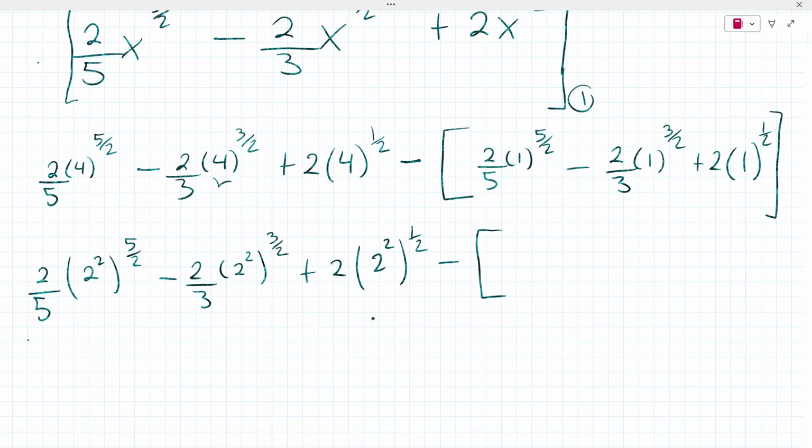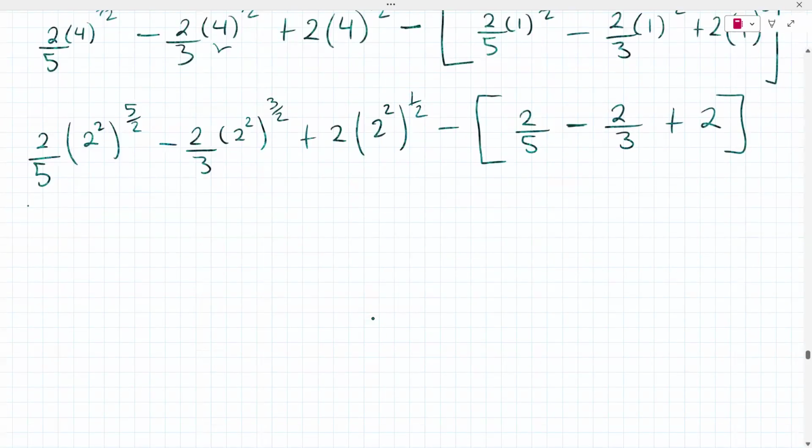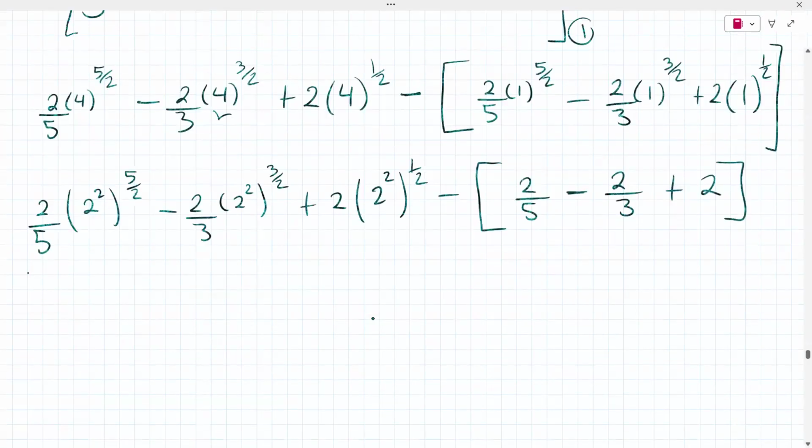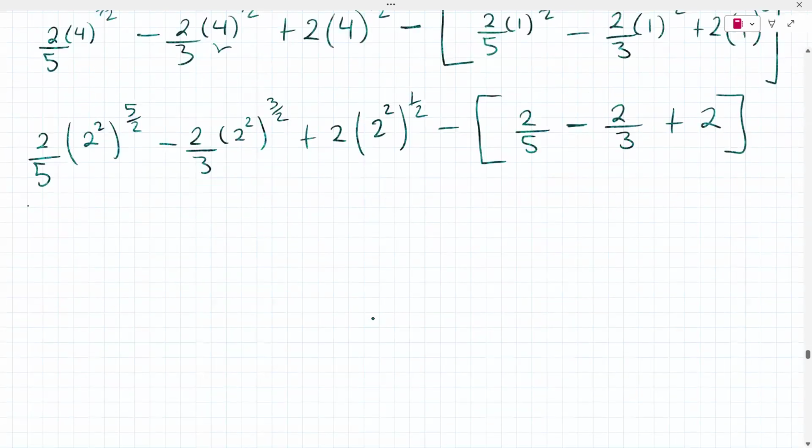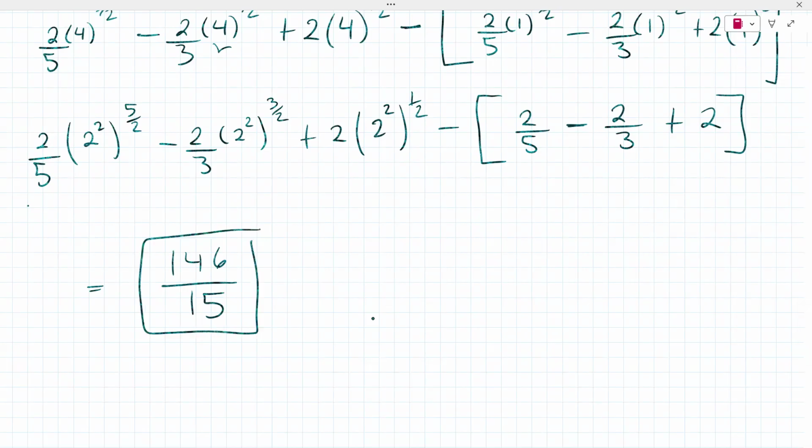1 to the 5/2 is 1 times 2/5. That's 2/5. 1 to the 3/2 times negative 2/3 is negative 2/3. 1 to the 1/2 is 1 times 2. And then when you put all this in the calculator, I'm going to save you time because you should know how to do this. Your final answer should be 146/15. Okay, so it cannot be reduced. That is your final answer.